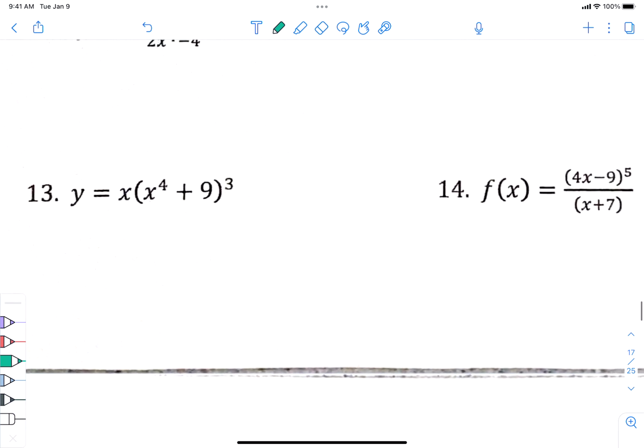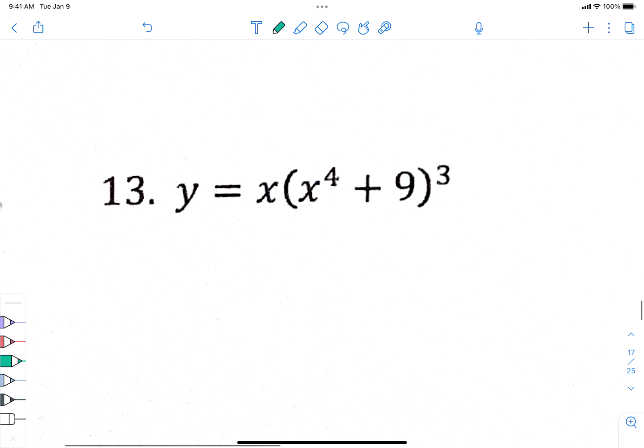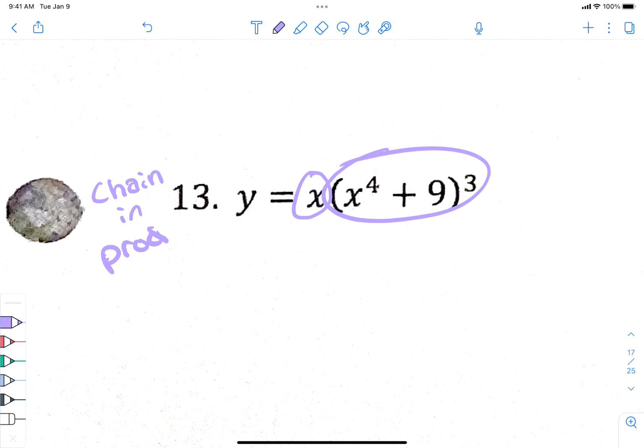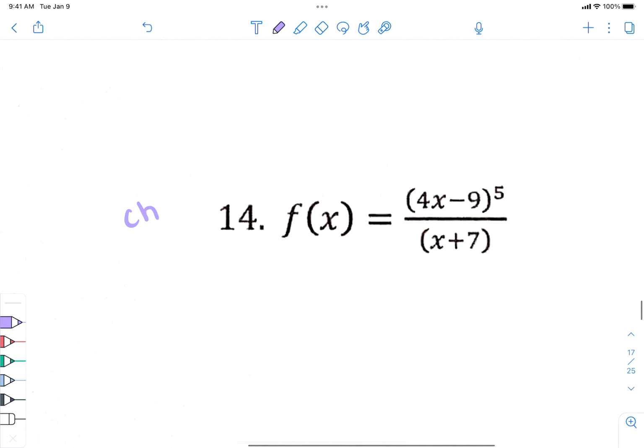What's up with 13 and 14? That's a chain inside of a product, because we're multiplying this and this together. So she just gave us that one, a chain inside of a product, and then you have to find the derivative. And 14 is a chain inside of a quotient, and then you'll have to find the derivative of that. So these are the different ones.